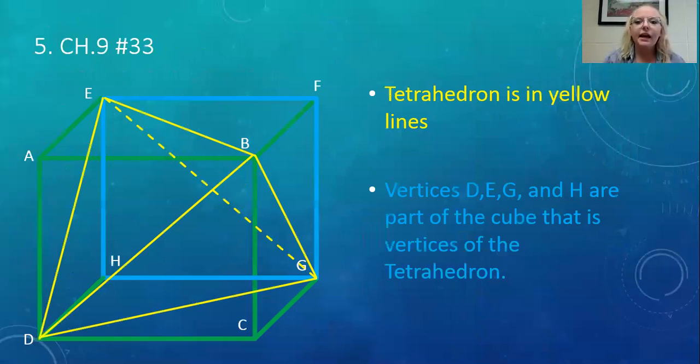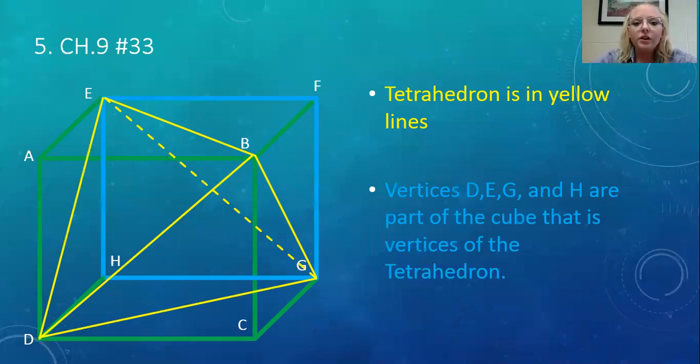Here, we needed to create a tetrahedron inside of a cube. Now, we want the vertex, which is in blue, right here, this last part of the cube. The vertices D, E, G, and H are part of the cube that are vertices of the tetrahedron. So we needed to put that in a different color.